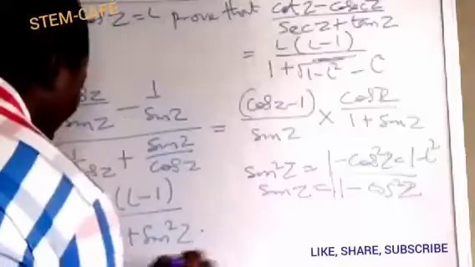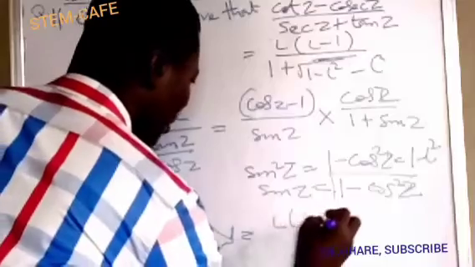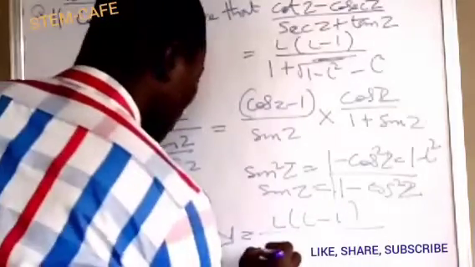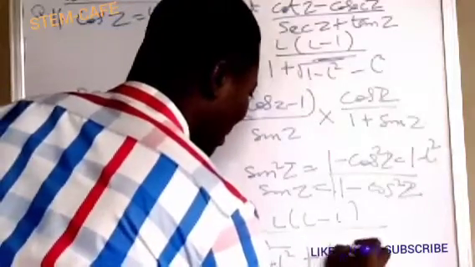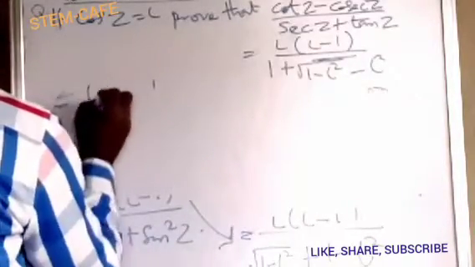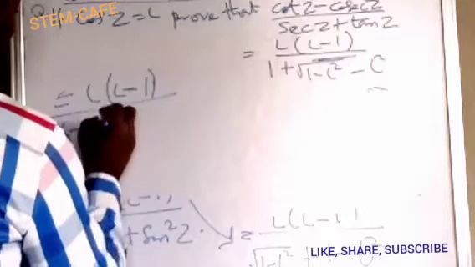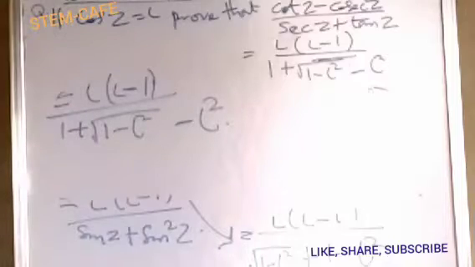So our equation will finally become L into (L minus 1) over (root of 1 minus L squared plus 1 minus L squared). So this will give us L into (L minus 1) over 1, if we rearrange the denominator, plus root of 1 minus L squared minus L squared. Thank you.